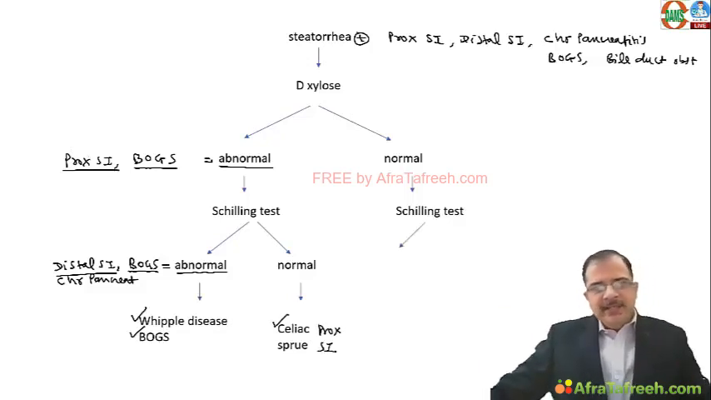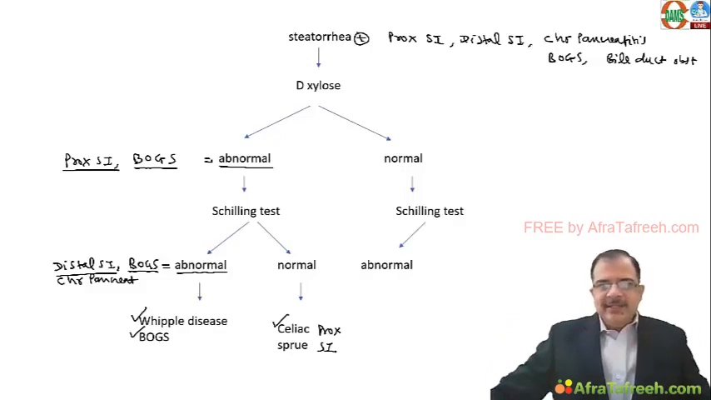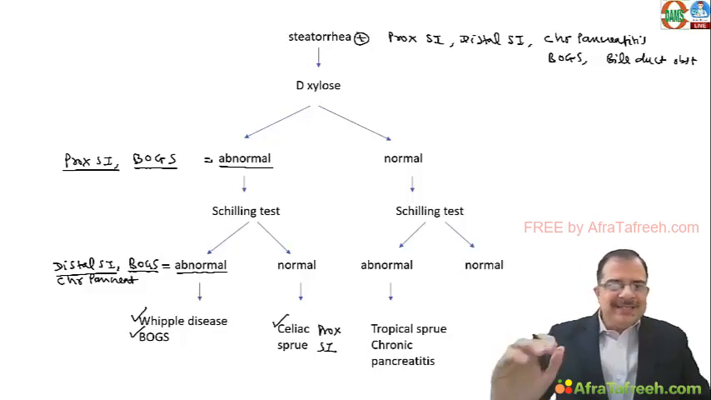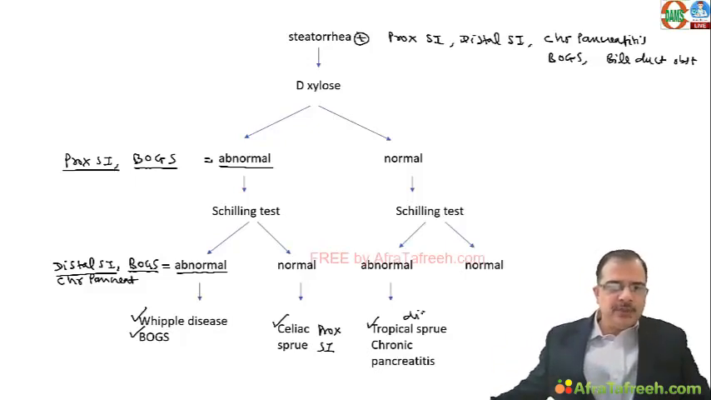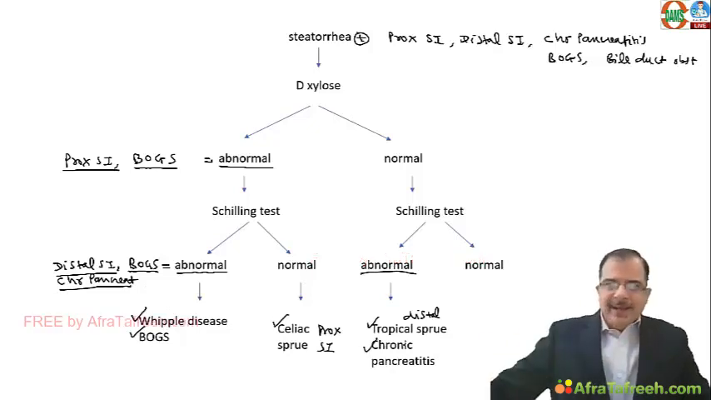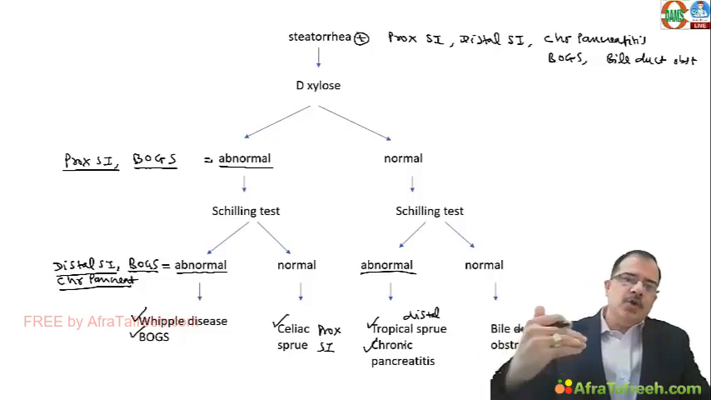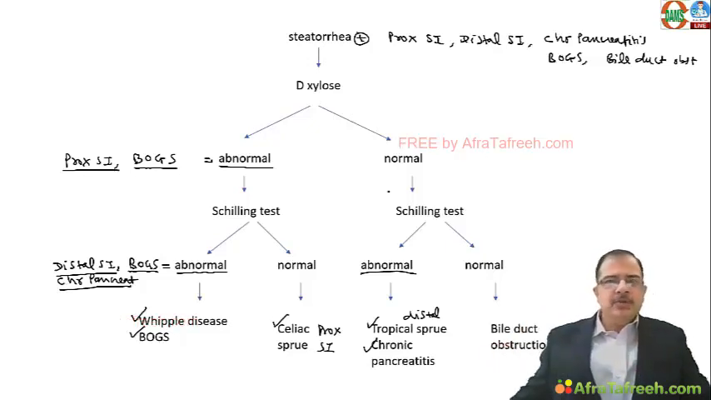While if D-xylose is normal but the Schilling test is abnormal, that means it is a case of a distal disease, and distal disease is tropical sprue, as well as chronic pancreatitis, which produces an abnormal Schilling test. While if both the tests are normal, then it is a bile duct obstruction, because bile duct obstruction will not cause an abnormal D-xylose, and will not cause an abnormal Schilling test.